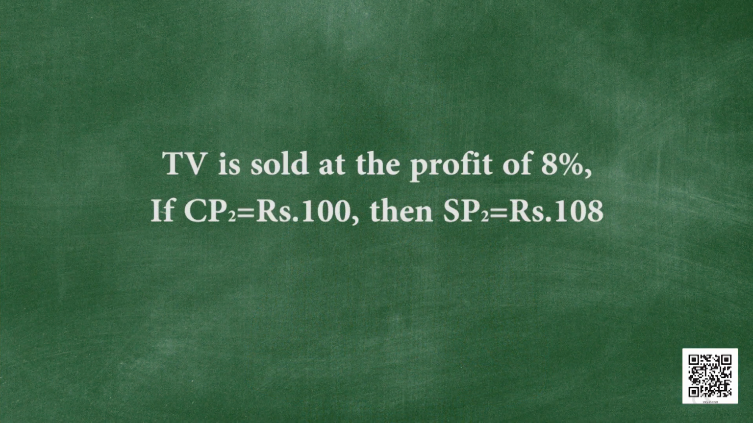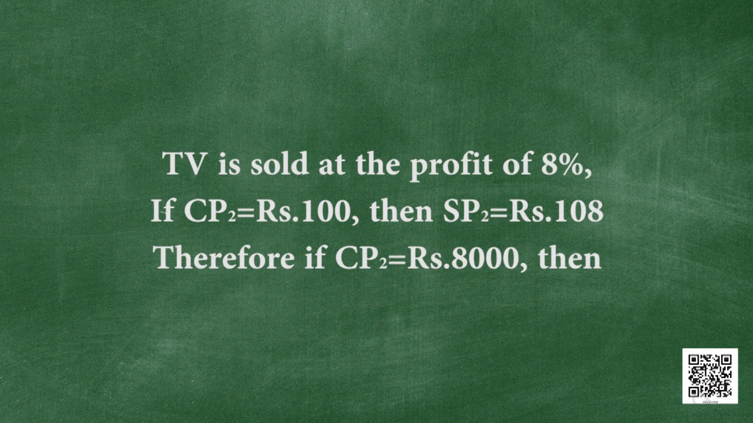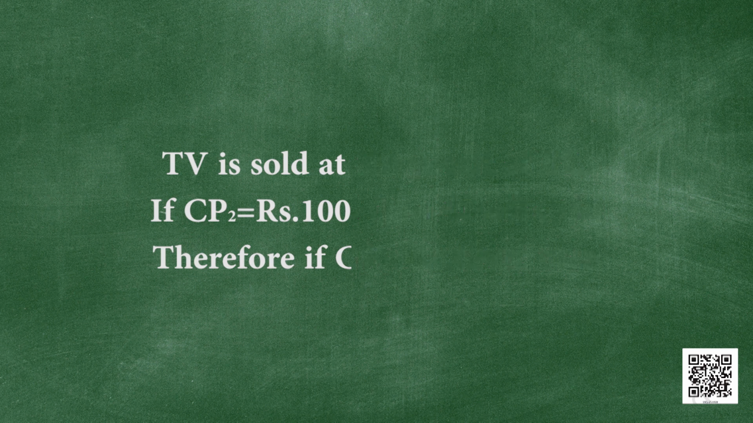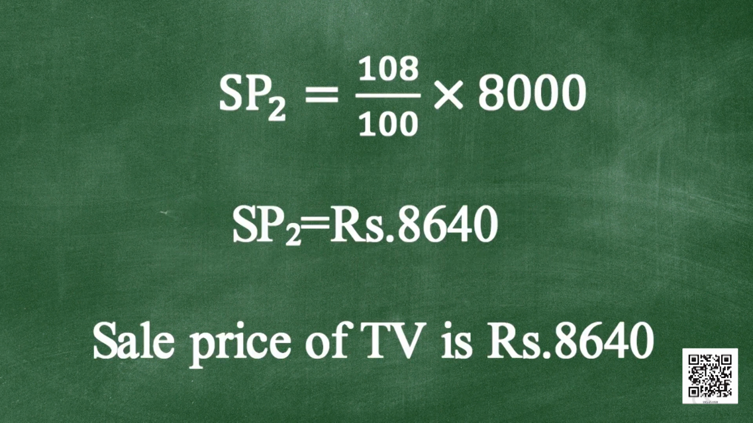Also, since TV is sold at the profit of 8%, it is clear that if CP2 is equal to rupees 100, then SP2 is equal to rupees 108. Therefore, if CP2 is equal to rupees 8,000, then SP2 is equal to 108 divided by 100 multiplied with 8,000.